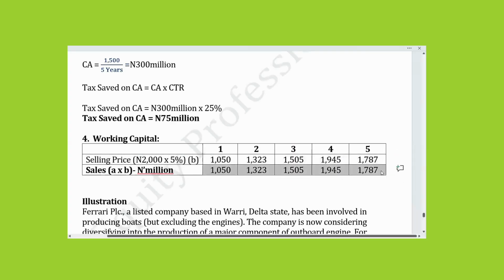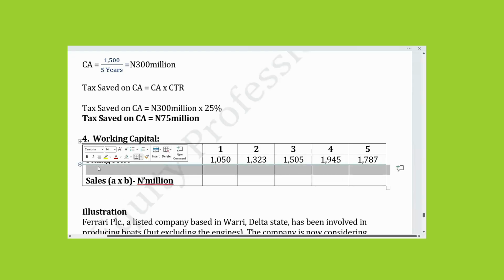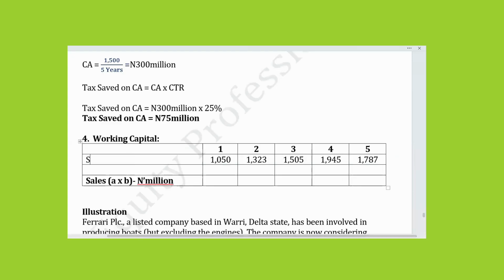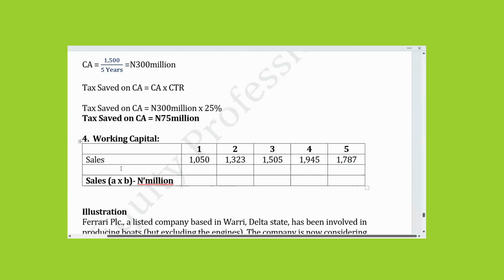Okay, so this is annual sales value, and you are now told that working capital will be, this is sales, not selling. All right, so we are told that working capital is 10% of sales value. So I will then come here, working capital at 10% of sales.